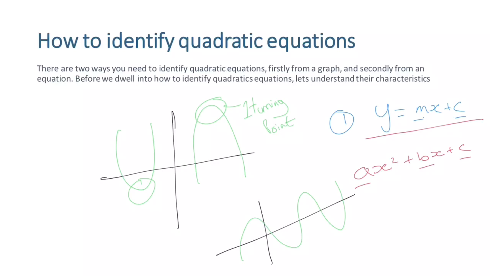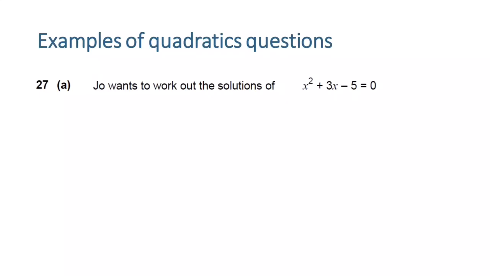How do we work out the letters a, b and c? To do this, let's go through an example. This is an example from a past question. You've got the question x squared plus 3x minus 5 equals 0. You know straight away it's a quadratic equation because you see the x squared. The next step is to write down the general form, which is ax squared plus bx plus c. Now you need to identify what a, b and c are.